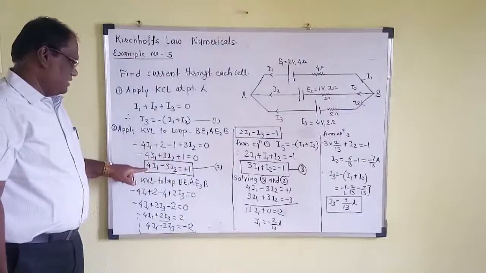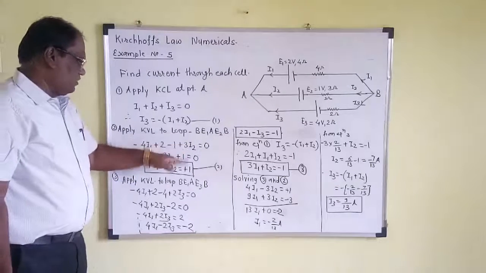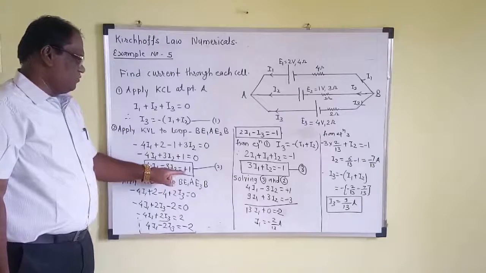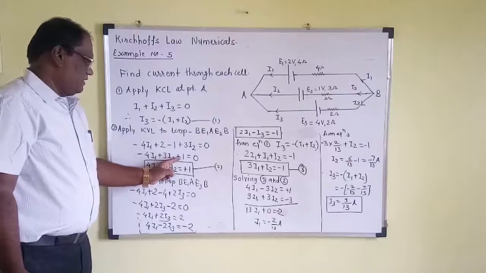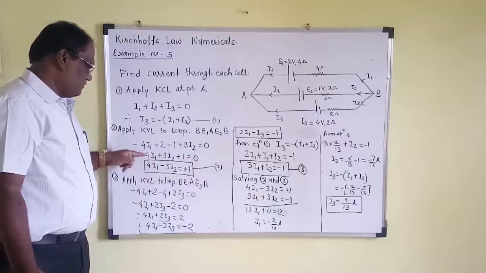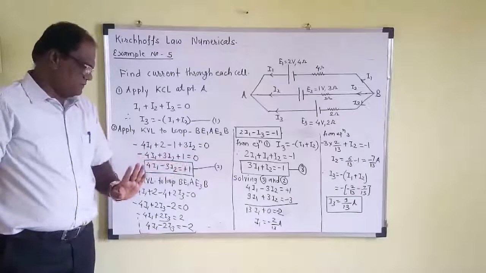You will get the equation minus 4 I1 plus 2 minus 1 plus 3 I2 equals 0. Solve this. You will get the equation 4 I1 minus 3 I2 is equal to plus 1. When this comes to this side, it becomes minus, so I am changing the sign. Minus becomes plus, hence this minus 1 becomes plus 1.